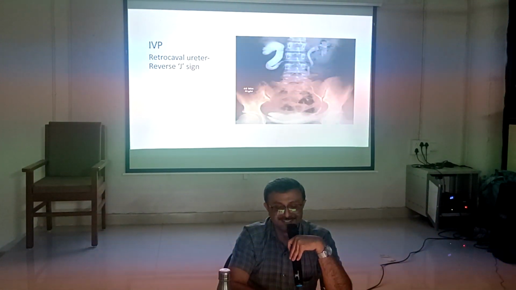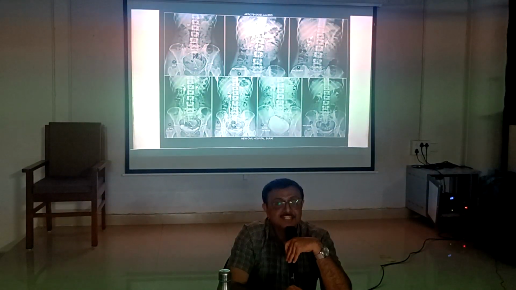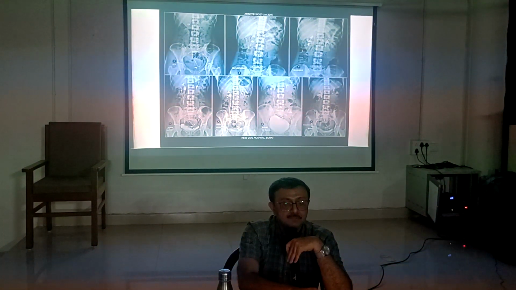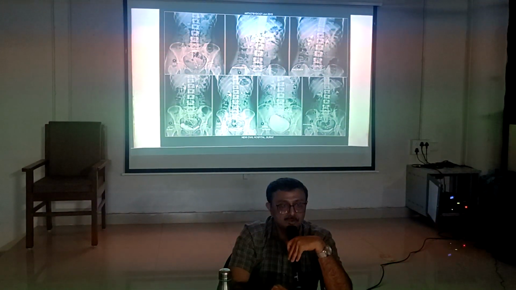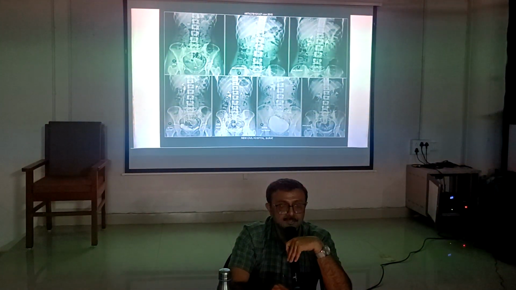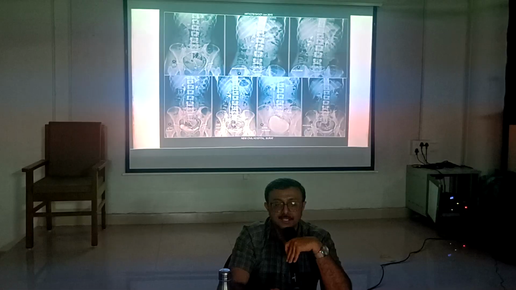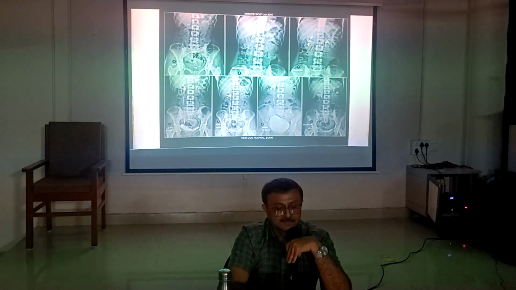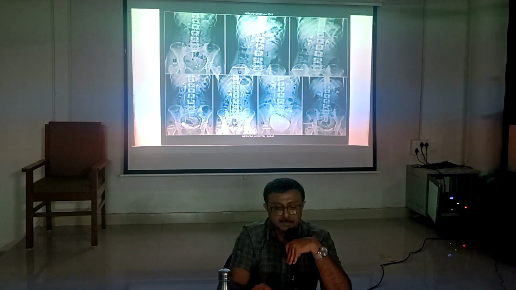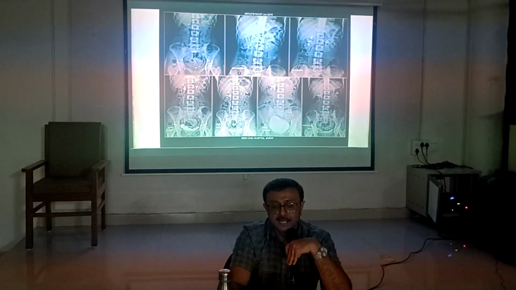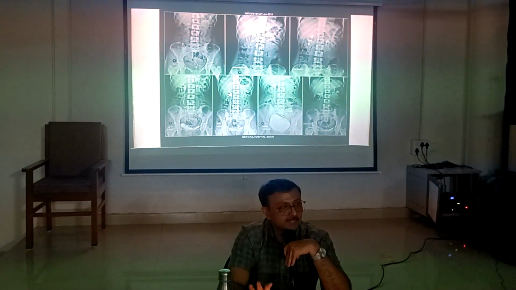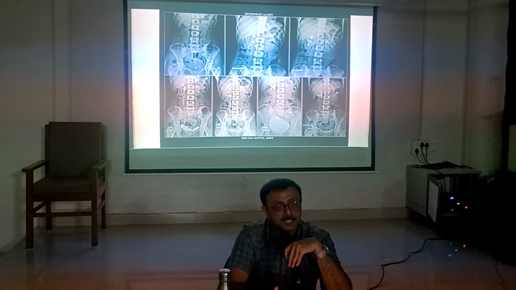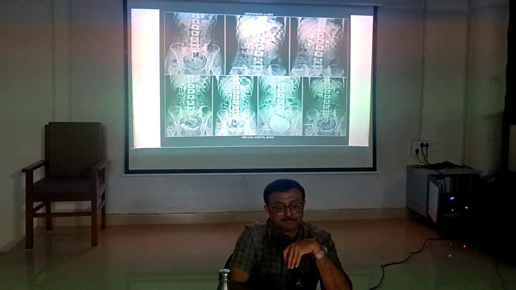This is an IVP; multiple plates are there. In the scout film, on the right side, the right upper ureteric region, there is a radio-opaque shadow. That is a stone. From the third film, the pelvis and urinary bladder are seen, a full urinary bladder, and in the last film, contrast is still seen in the pelvic system. That means it is a delayed excreting kidney. It can happen on the side of a stone.